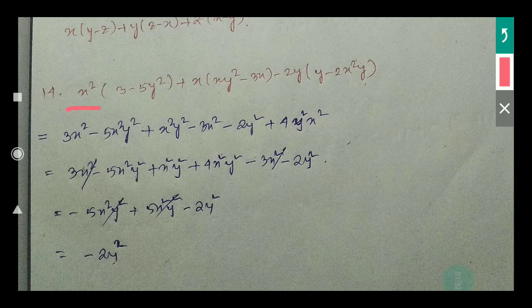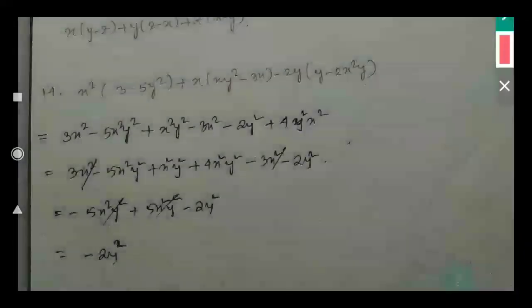That means x square into 3, 3x square, x square into 5y square, it will be 5x square y square. Okay, so x into xy square, it will be x square y square, x into minus 3x square, again minus 2y into y, minus 2y square, and minus 2x square, minus plus 4y square x square, or x square y square, same only. Okay, now you do the simplification.